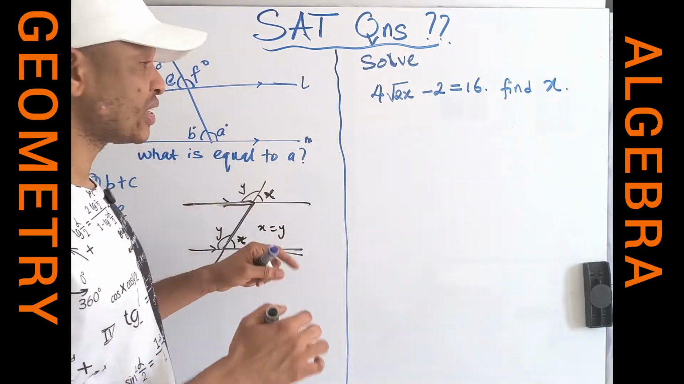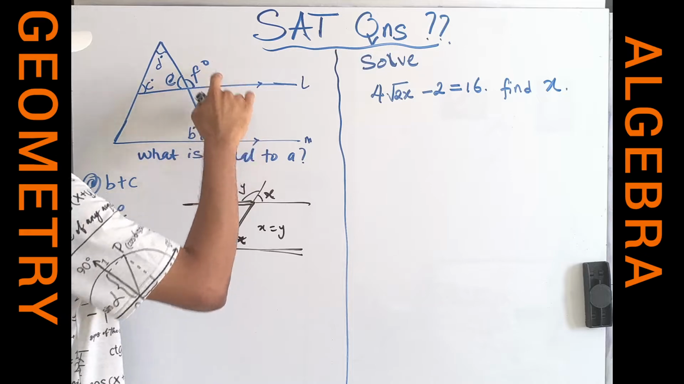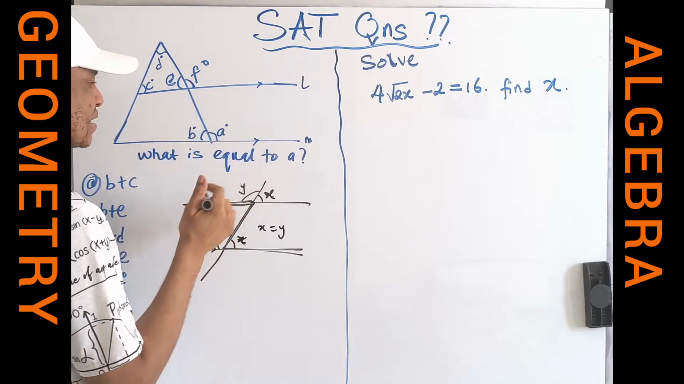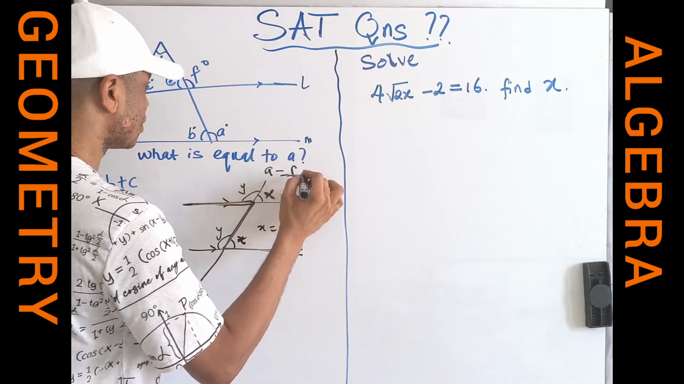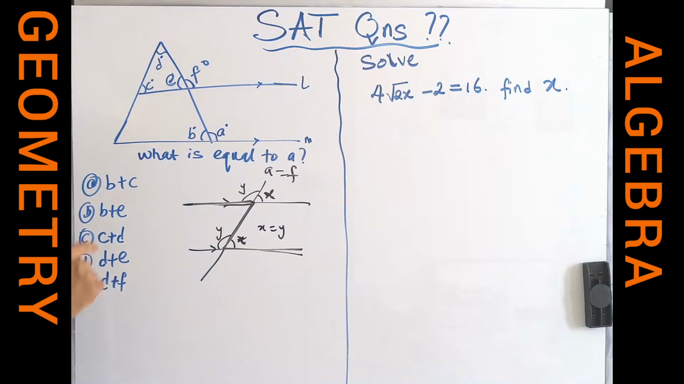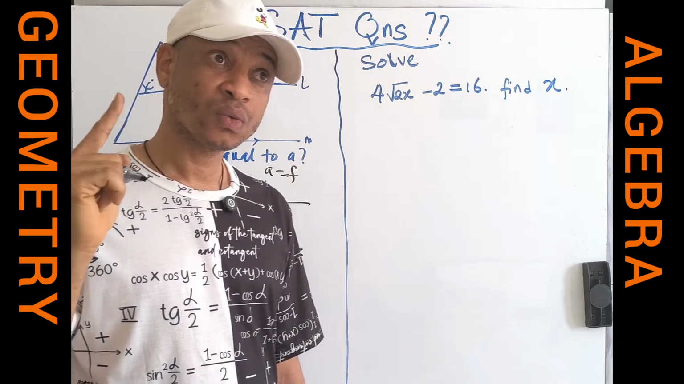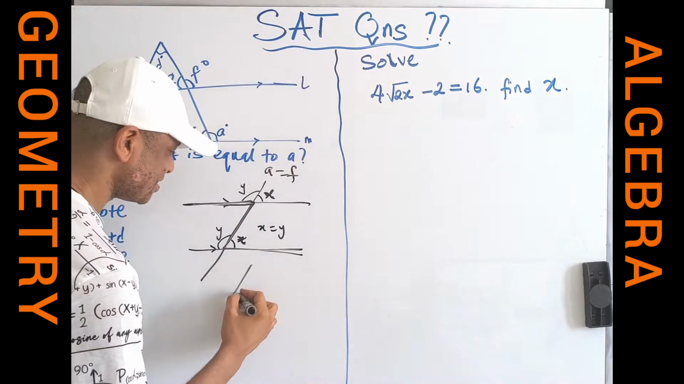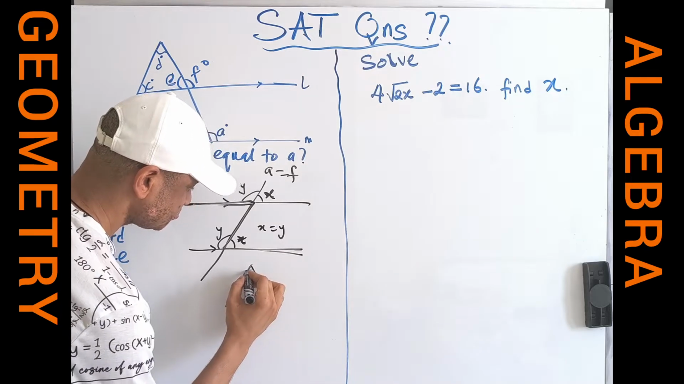Now, from corresponding angle, this and this are equal. So A is equal to F. But that's not true here. So they are testing your knowledge on one thing. Let me give you an example.